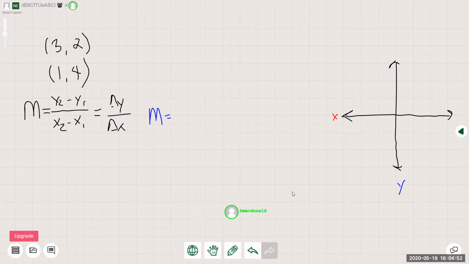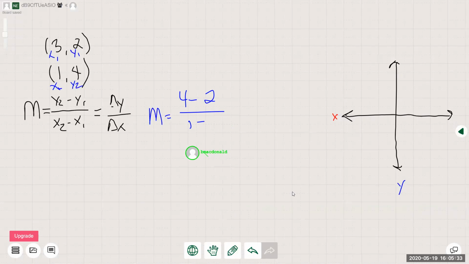So let's go ahead and look at that. Our y2 is going to be this 4, and our y1 will be the 2. Our x2 will be the 1, and the x1 will be the 3. So let's go ahead and arrange that in the way of the formula so that we can see how it works out. So our y2 is 4 minus our y1, which is 2, over x2, which is 1, minus x1, which is 3.